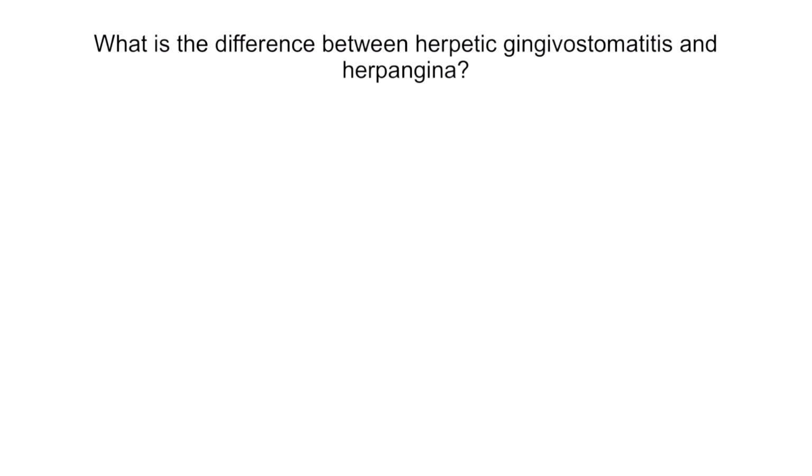What is the difference between herpetic gingivostomatitis and herpangina? Okay, well, herpetic gingivostomatitis is a herpes simplex virus type 1 infection, and it involves the anterior pharynx.